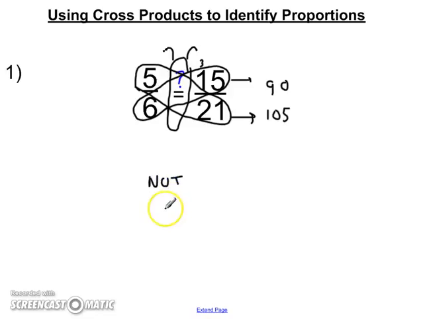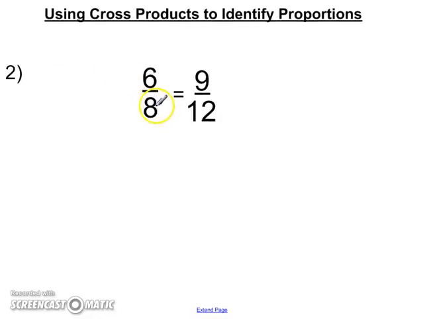Not proportional. Let's see if I can spell it today. P-R-O-P-O-R-T-I-O-N-A-L, not proportional, because the cross products are not equal. Now you could do common denominators and treat them as fractions and find the same thing, but this is just another way. All right, let's go ahead and do another one.